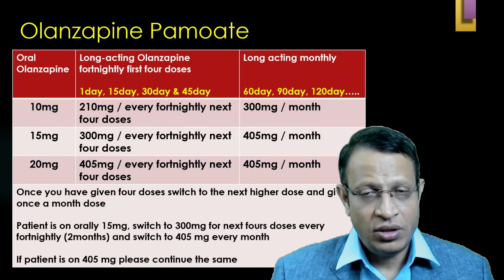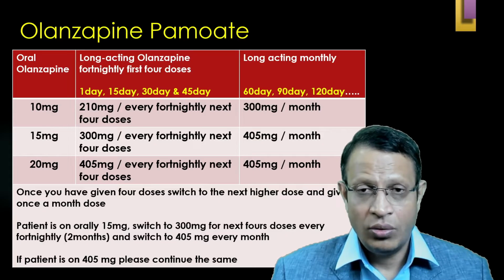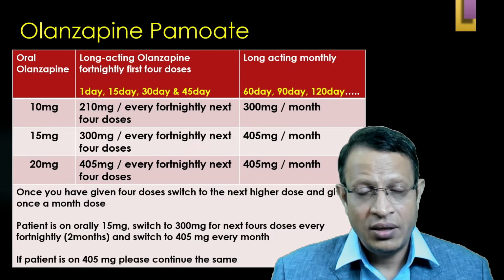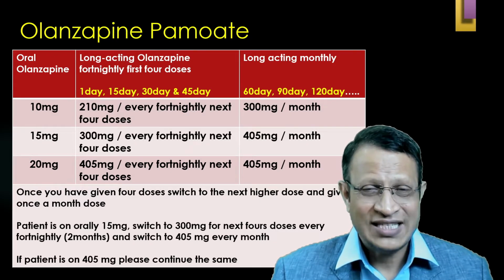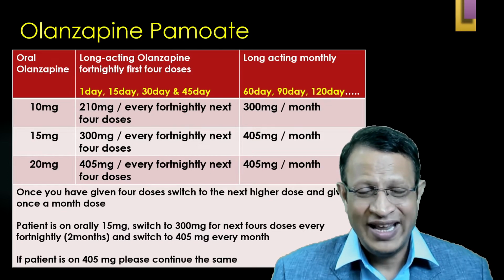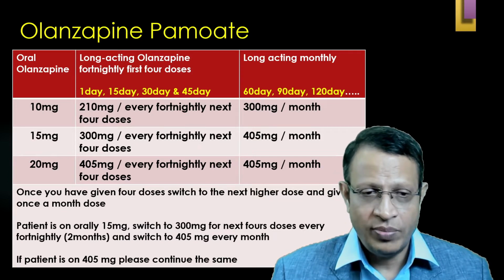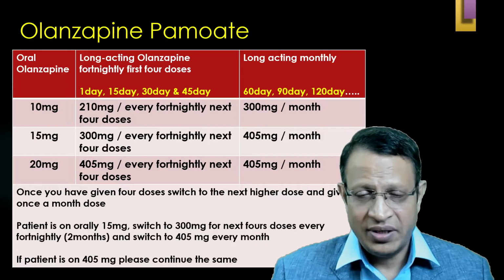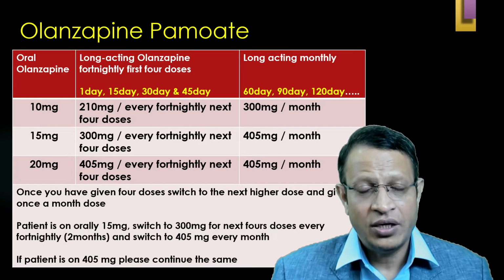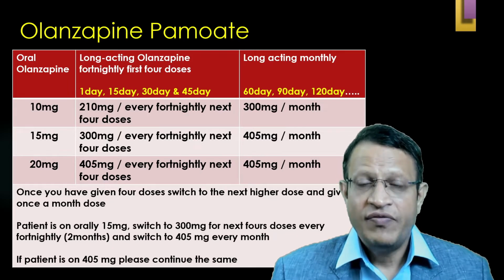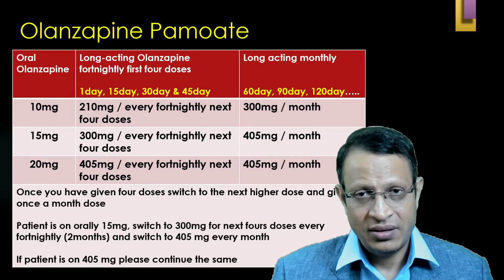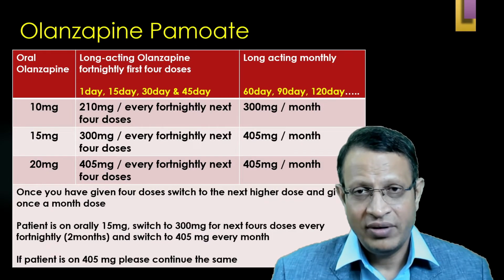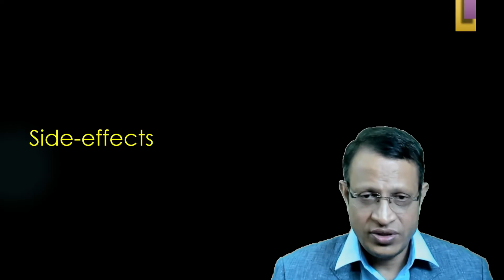If the patient is on 20 mg oral olanzapine, in such a scenario, you will give 405 mg of olanzapine every fortnight for the next 2 months. After that, monthly you will be giving it. So my dear friends, please remember this. You need not give concomitant oral olanzapine. First 4 doses are every 15 days. After the 4th dose, you will give every month the next higher dosage.